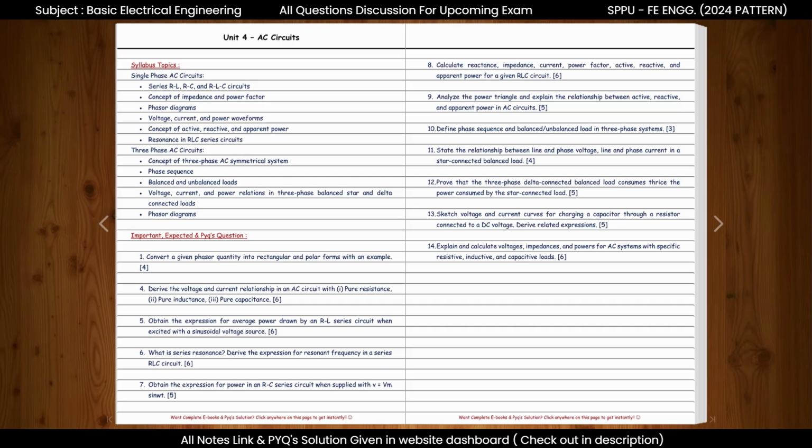The active power is the actual power used. Reactive power is the power stored and released. And apparent power is the combination of both. These relationships are often shown in a diagram called the power triangle.